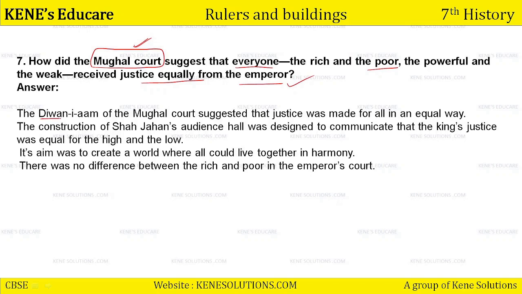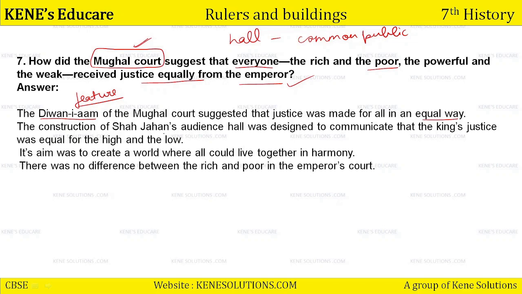The perfect answer is the Diwan-e-Aam. The most important feature in the Mughal architecture was the creation of Diwan-e-Aam. एक separate hall बनाया गया था for the common public, जहाँ कोई भी आ सकता था. As poor as a peasant or artisan, as rich as a trader or merchant, anyone could come in that hall and ask for justice from the emperor. The Diwan-e-Aam of the Mughal court suggested that justice was made for all in an equal way.